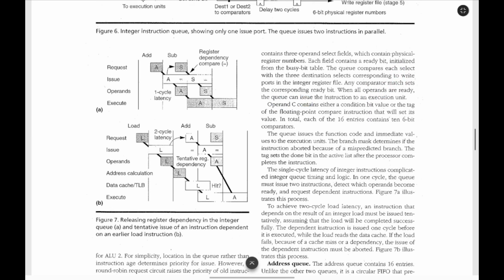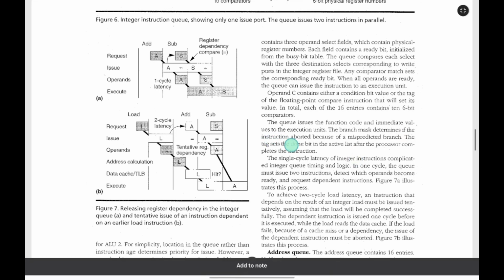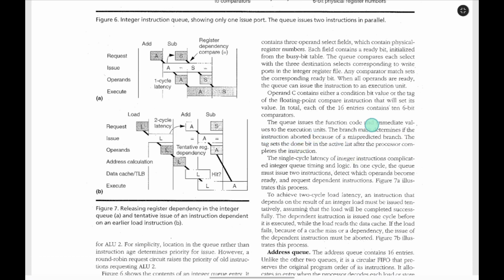Operand C contains either a condition bit value or a tag for a floating-point compare instruction that will set its value. In total, each of the 16 entries contains 16 comparators, and the queue issues the function code and immediate values to the execution unit. The branch mask determines if the instruction is aborted because of a previous mispredicted branch.